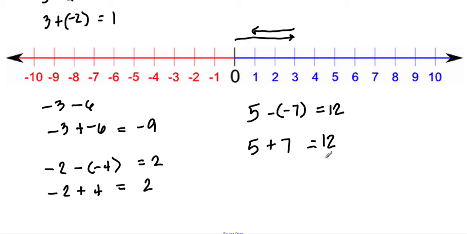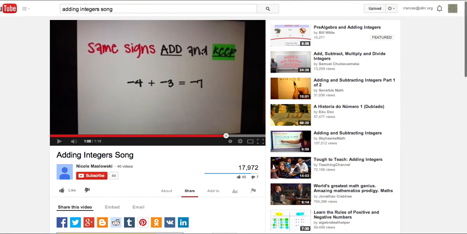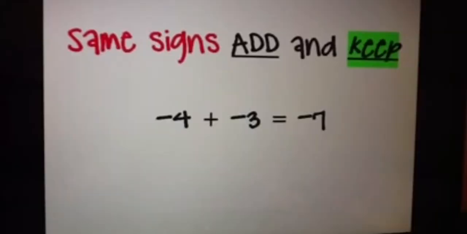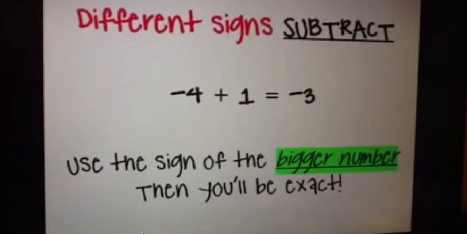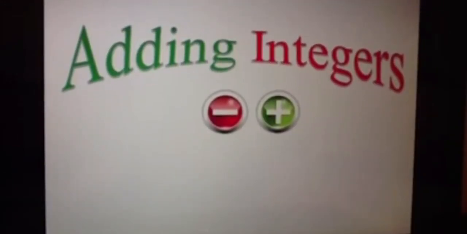So another way to remember this is by following a song. And this song will be very useful in trying to understand adding integers. Let's listen to this. This is a 1 minute 19-second song. Sorry, let me start from the beginning. There you go. Here is a song to help you remember how to add integers. Feel free to sing along.